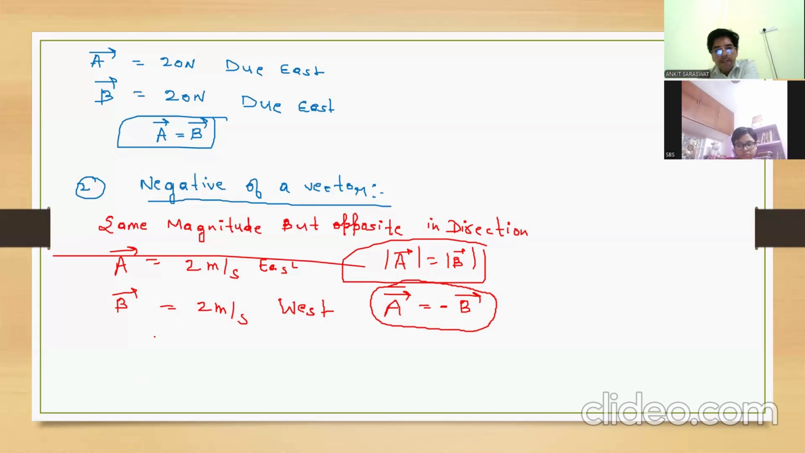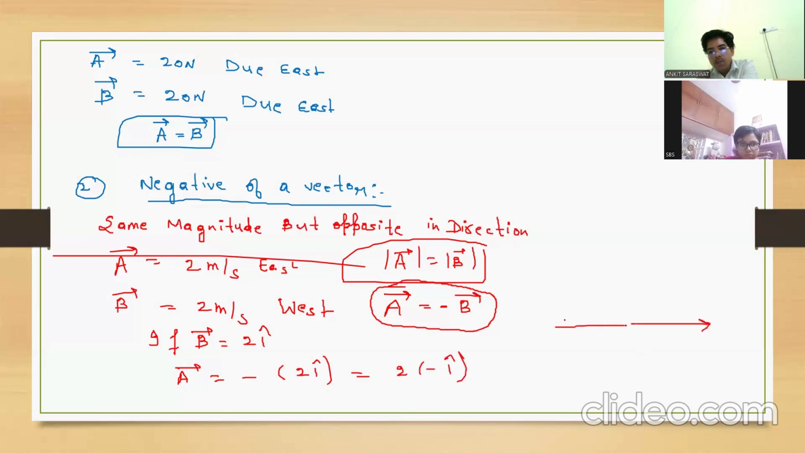If B vector is 2i cap, then A vector will be minus of B, that is minus 2i cap. How will you draw? B vector is 2i, like this. A vector will be 2 in which direction? Minus i. This is A vector, and this is B vector. Same length, but direction is opposite. One to the right, one to the left. A vector is equal to minus B vector. Is it okay? Any doubt?